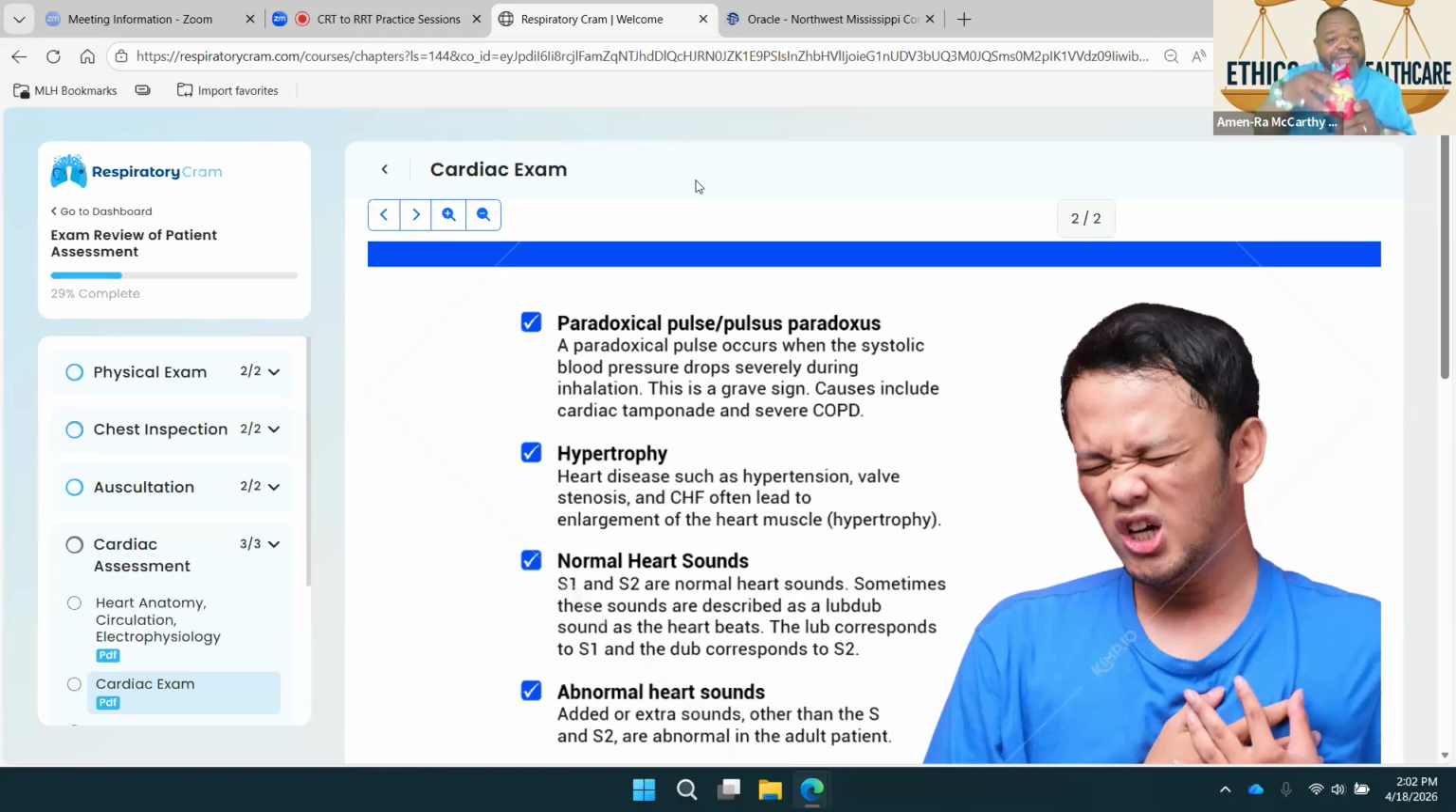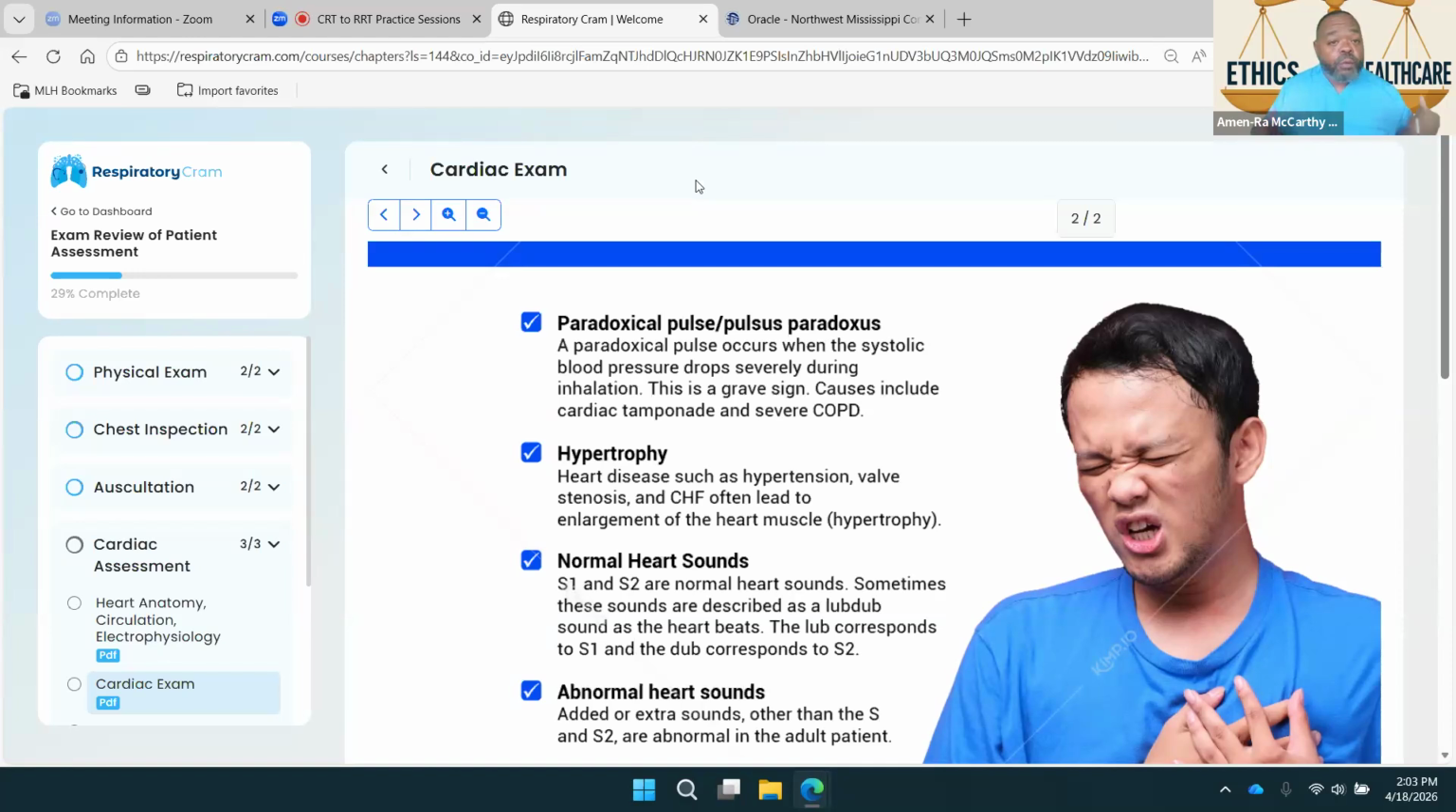So if the heart has a sac that's filling with blood, now the heart is being compressed, okay? Because the sac does not stretch. So if blood is getting there, it's starting to compress on your heart. So that can be painful, and that can be a grave sign for cardiac issues. So remember that, okay?